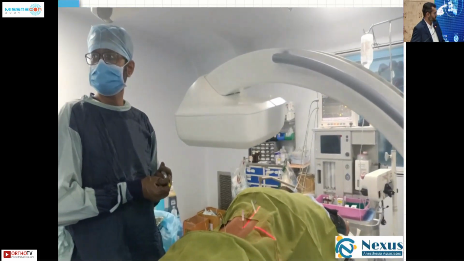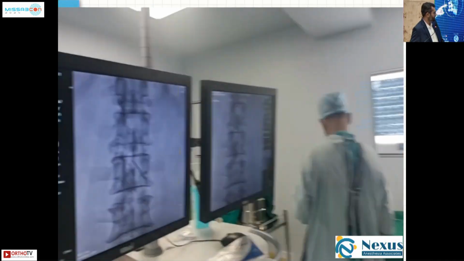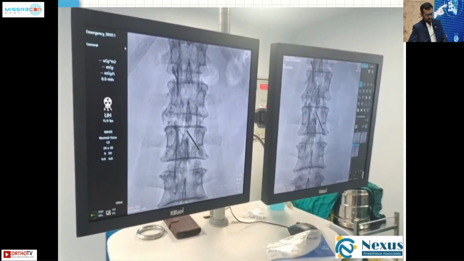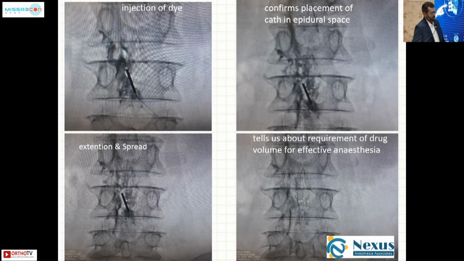This is the needle inserted, and from the needle we insert the catheter and inject a dye. The dye is the most important thing in our anesthesia. Injection of the dye confirms the placement of the catheter in the epidural space, so we know there will be a short effect of the anesthesia. Secondly, after injecting the dye, we see the extension and spread of the drug, so it tells us the volume of drug we need to inject.